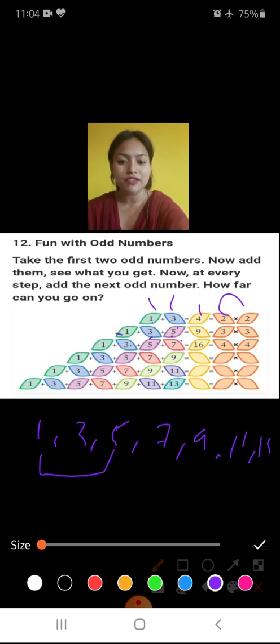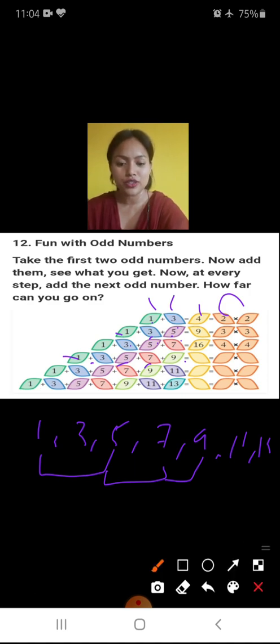Now in the next step we will take 1, 3, 5, 7. 1, 3, 5, 7 means 4 odd numbers we are taking and their sum is 16. So 16 is 4 multiplied by 4. 1, 3, 5, 7, 9, we are taking one more odd number, and their sum will be how much? Add them fast.